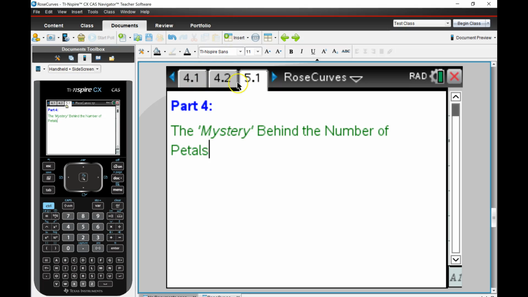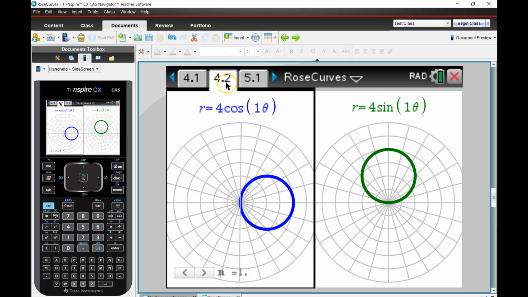So yesterday we did our roses, and we said cosine, right? Again, cosine is always a maximum at 0 on this axis. Sine is a maximum at 90 degrees. So when it's sine, it's always going to lie along theta equals pi over 2.